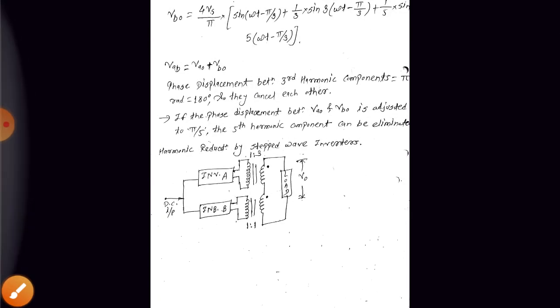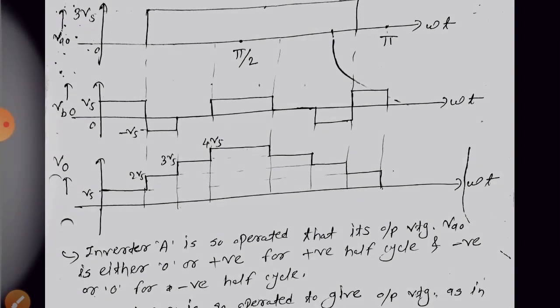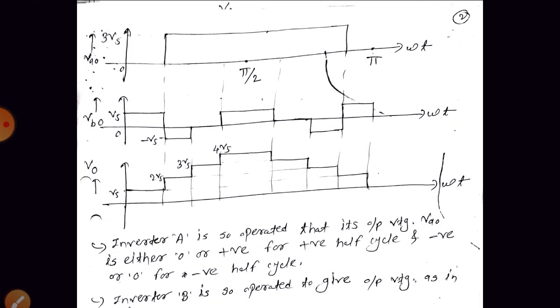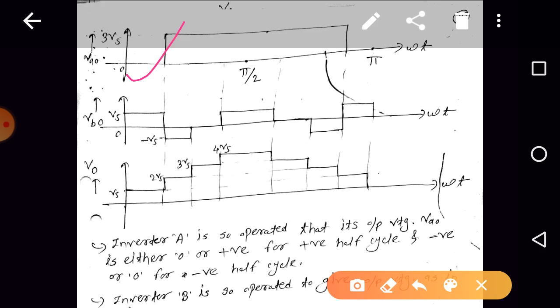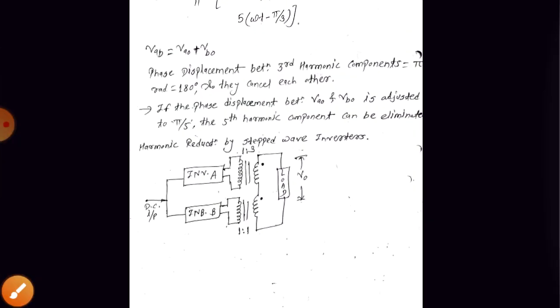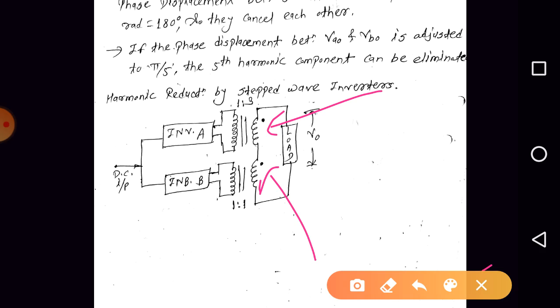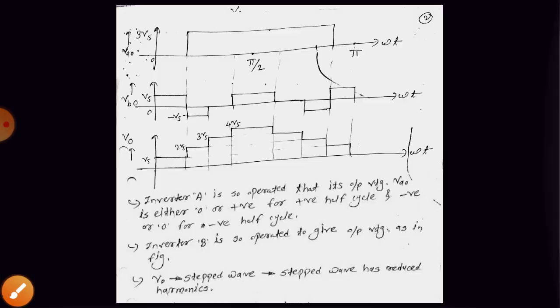Here we are getting VA0. VA0 is nothing but the voltage across the secondary of the first transformer. This is VA0 and this is VB0. This is 1:3, so be careful.